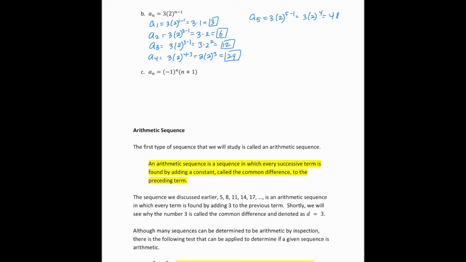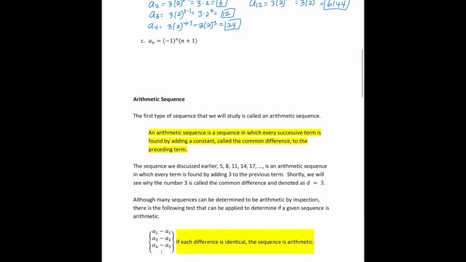times 3, 48. And then a sub 12, you've got 3 times 2 to the 12 minus 1, so 3 times 2 to the 11. I think I want to use a calculator. So 2 to the 11th power, and then times 3, I got 6,144. So in a geometric sequence, the values actually increase very quickly.